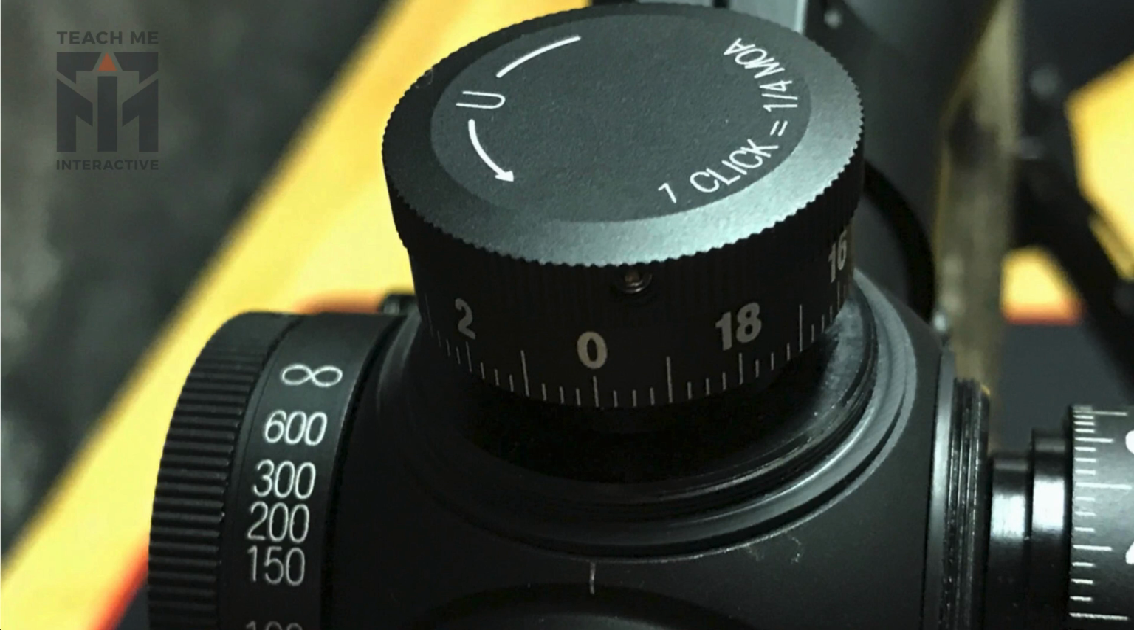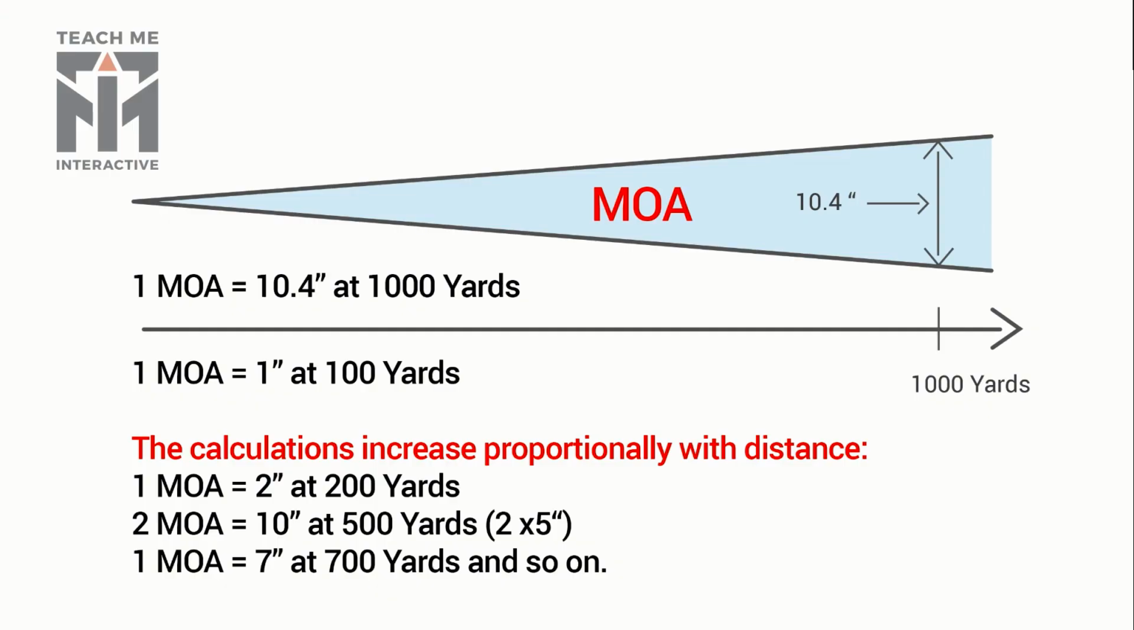So in a scope in the US, on average, every click is 1/4 of a minute of angle, so that we have ultra precise ways of being able to describe the drop that we want for that specific target that we're aiming at. And we can do multiple clicks in order to get an accurate drop precisely onto our target out at distance.